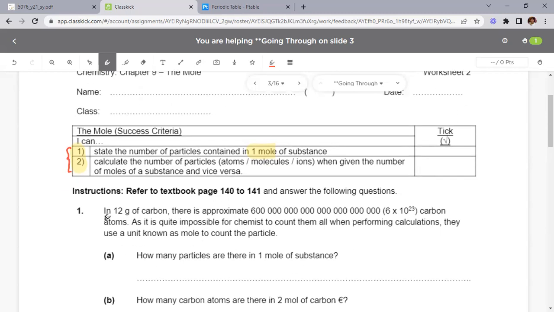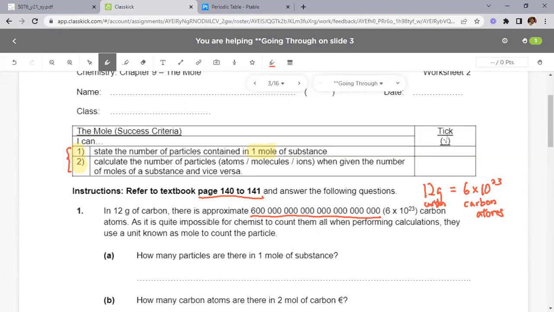Let's look at the first part. If you want to refer to a textbook, this is found on page 140 to page 141 of the textbook, for my pure science students. So in 12 grams of carbon, there are approximately this long string of numbers, which is 6 times 10 to the power 23 carbon atoms. So 12 grams of carbon is equal to 6 times 10 to the power 23 carbon atoms. 12 grams of carbon consists of 6 times 10 to the power 23 carbon atoms.